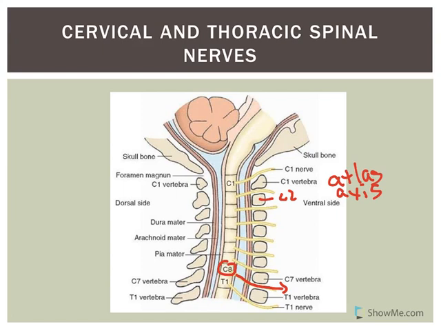So the first thoracic spinal nerve leaves after the first thoracic vertebra. The second thoracic spinal nerve leaves after the second thoracic vertebra, and on and on and on.